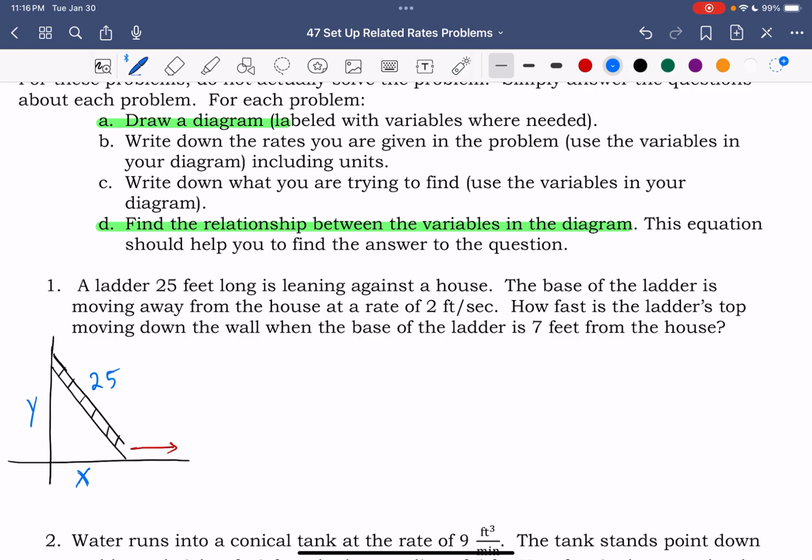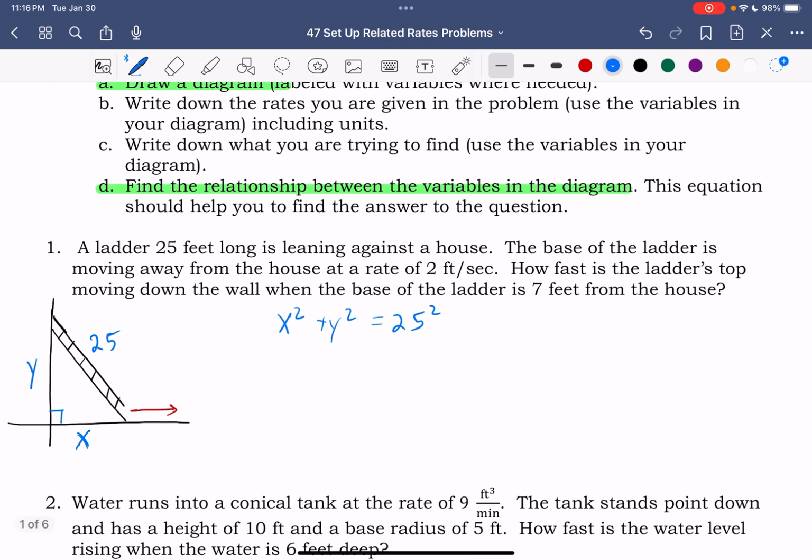And so this one is fairly straightforward, just in the sense that we have a right triangle here. The wall and the ground form a right angle, and so the relationship between x and y is just going to be x squared plus y squared equals 25 squared, the Pythagorean theorem. And for right now, that's where we're going to stop. We have our diagram, it's labeled, we've noted what x and y are, and we have a relationship between the two.